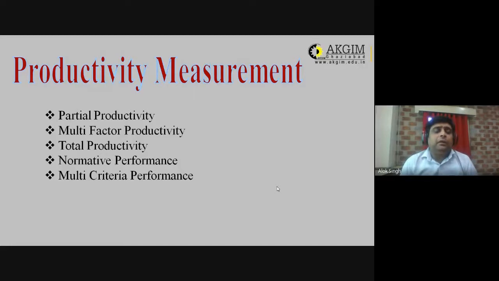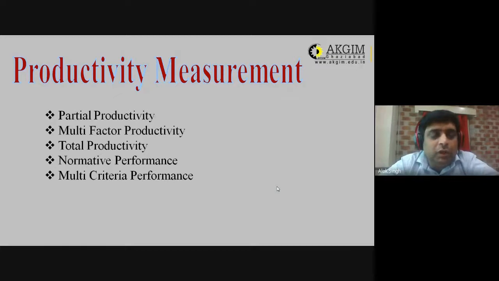Similarly, what is multi-factor productivity? As you know, nowadays output depends on multiple factors, not only one factor contributing towards improving productivity. Multi-factor productivity means that to gain some output, you are deploying multiple factors, like labor and capital. In totality, if you want to check what output you get by deploying a set of inputs, you will use this method, multi-factor productivity.